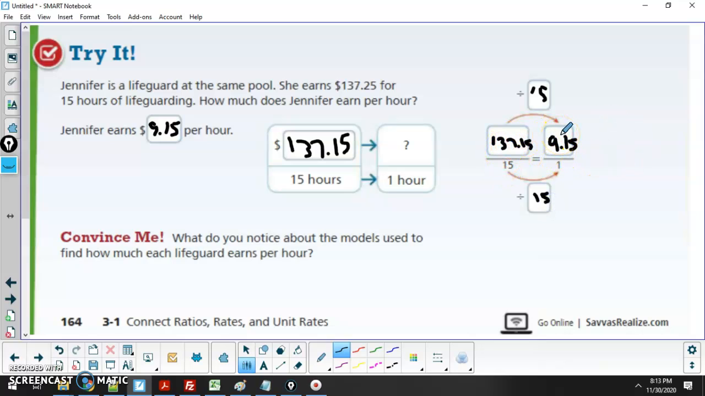So anyhow, here's a convince me question. What do you notice about the models used to find how much each lifeguard earns per hour? Well, in all of these models that we used, just to remind you guys, the money was compared to the hours. And when we finally compared and figured out who was making more, we found the unit rate. And so we made it into money per 1 hour. And all you simply have to do is take the money and divide it by the hours to get that.